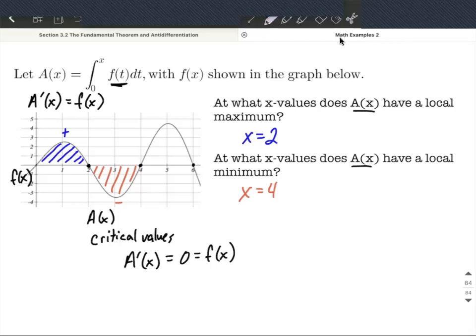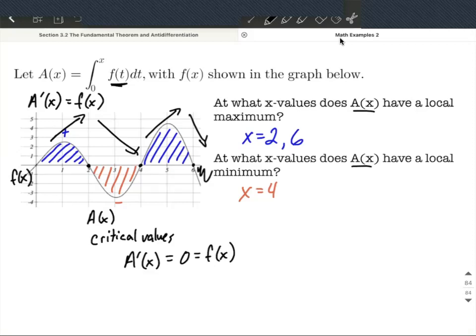And then we're back to increasing under that next area until we get to 6. So we'd say 2 and 6 are where we're going to have local maximums, and we're going to have a local minimum at 4. The graph for A went up, down, and then up again. And at the end here, it was going to start going down again as well.